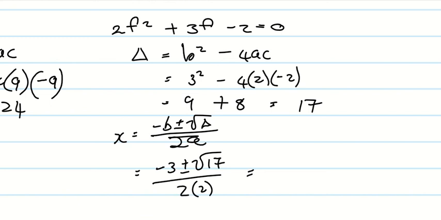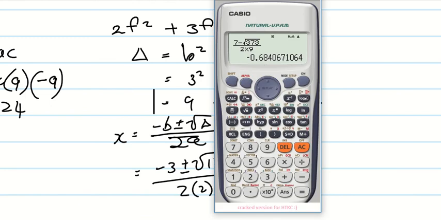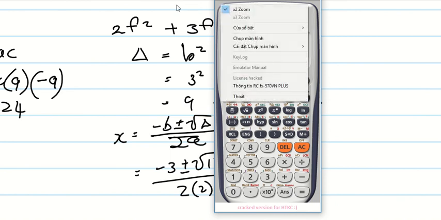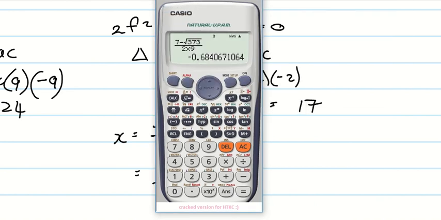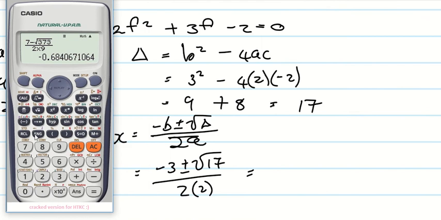Now I go to my calculator and I type this in. I type in fraction, negative, where is negative? Negative 3 plus square root of 17.